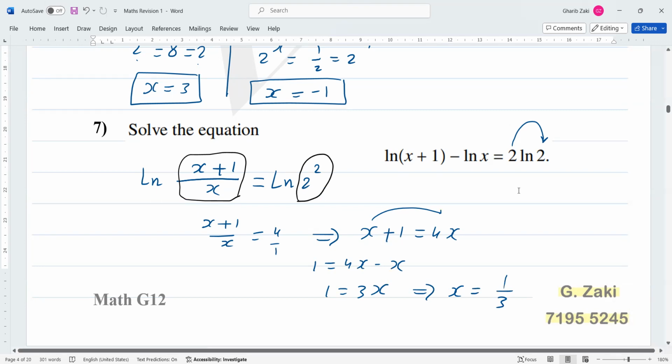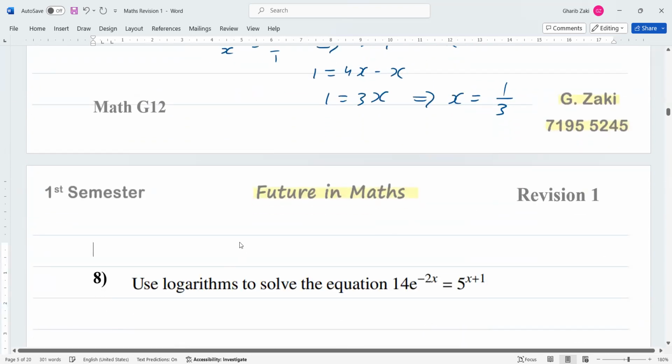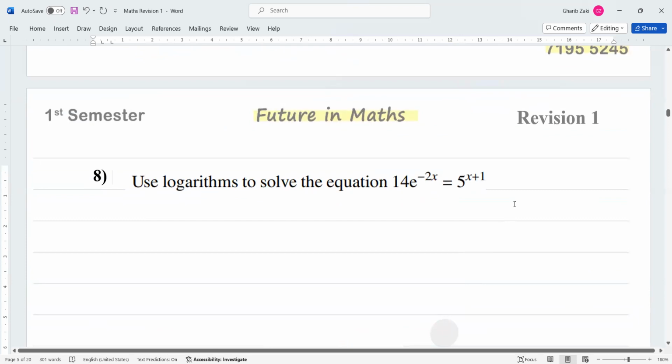Okay, is it easy for you? I think this is an easy question. Now, next question. Try to solve number 8, please. I give you 2 minutes to solve, and then I return back to you.